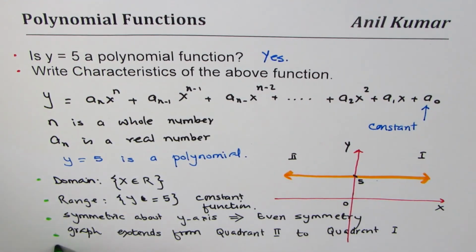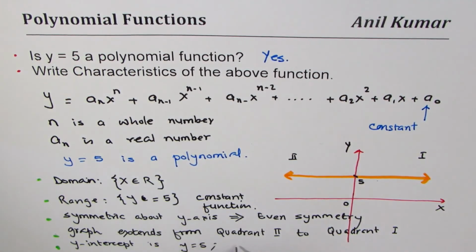You could also write about its x and y intercept. We can say the y-intercept is y equals 5, and we don't have any x-intercept, so no x-intercept. Like this, you can provide a few characteristics of the given function. In our case, it is a constant function y equals 5.